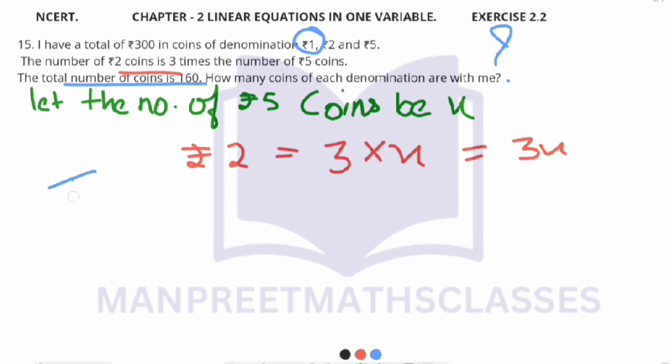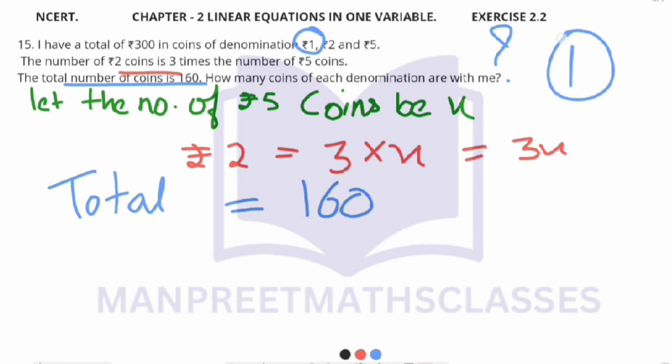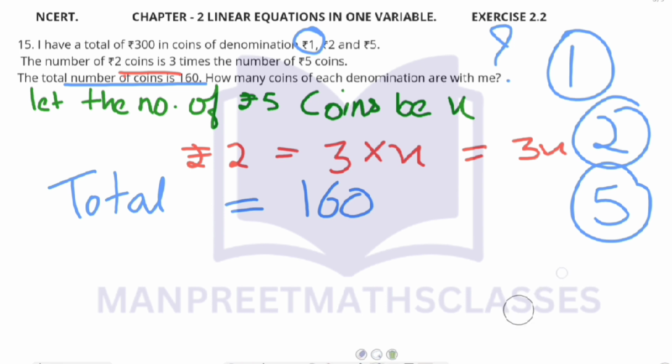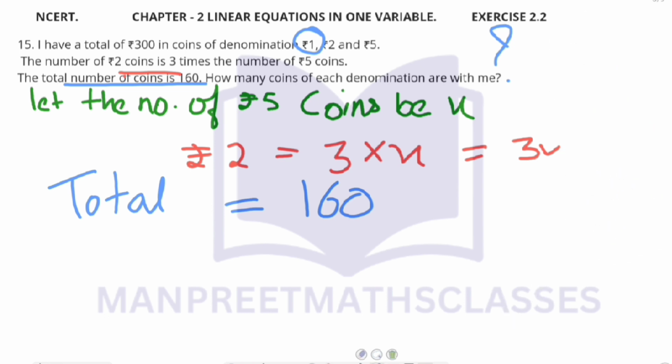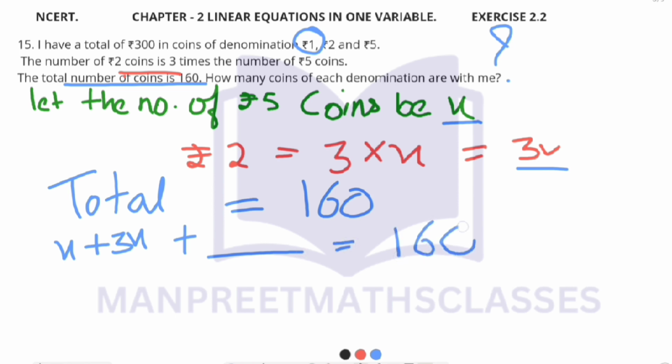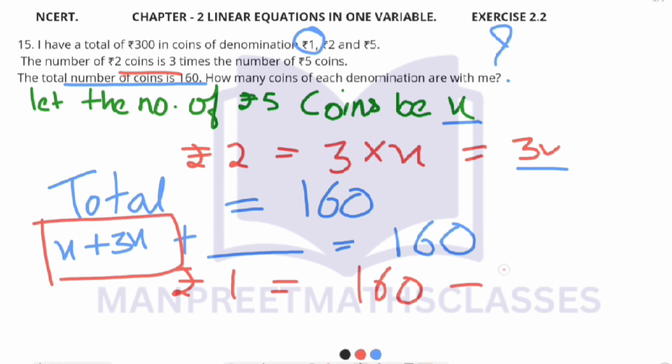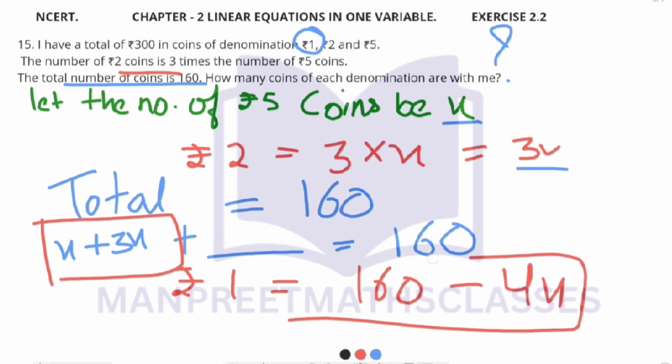But they gave us one thing, that the total number of coins is 160. If the total number of coins is 160, it means that the ₹1 coins, ₹2 coins and ₹5 coins, adding all of these gives the total number of coins. So let's add these: x plus 3x is 4x. The ₹1 coins will be 160 minus 4x. These are the number of coins of ₹1.